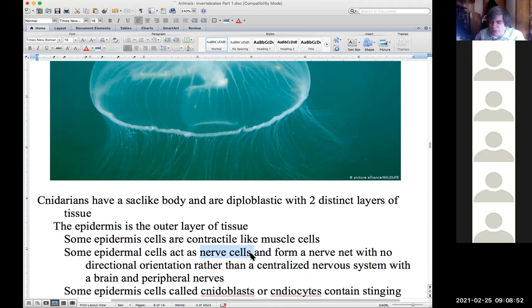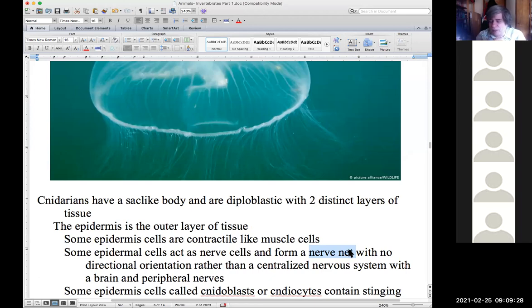Now, the nerve cells that we find in a jellyfish are very different than the nerve cells we find in something like you. These nerve cells form what's called a nerve net, a crisscrossing network. And there's no directional orientation. What we mean by that is if we look at a nerve cell that's horizontal, running from right to left, it can transmit a nerve impulse from the right to the left, or it can transmit a nerve impulse from the left to the right.